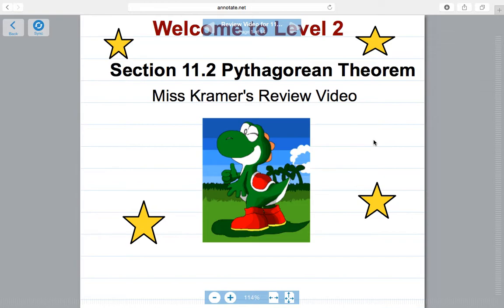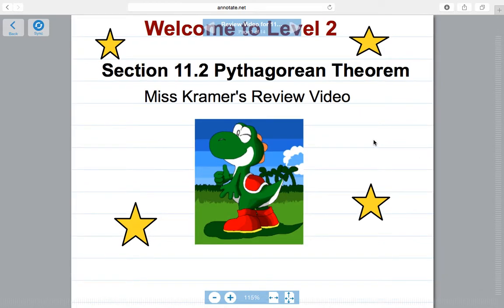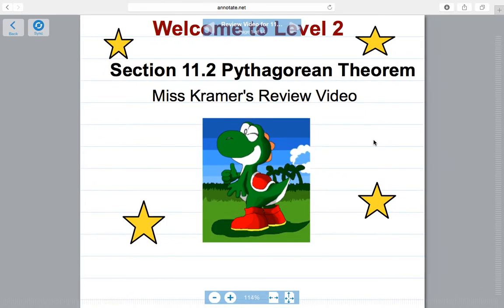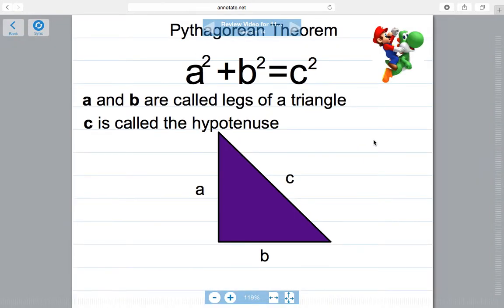This is on the Pythagorean theorem. Now this video will be a little bit shorter than the others. We will do about 4 or 5 examples on the Pythagorean theorem. So let's get started. In general, you should probably know what the Pythagorean theorem is. It's a squared plus b squared equals c squared.